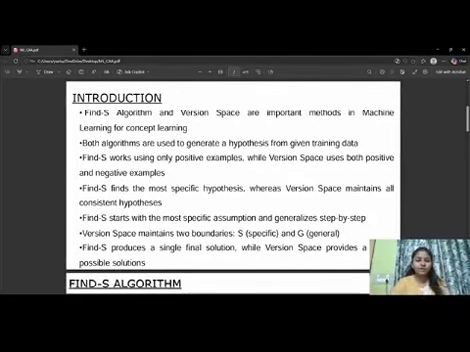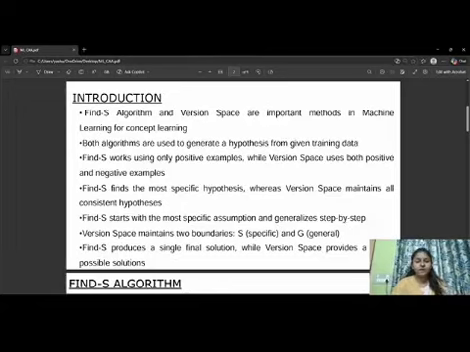The Find-S algorithm and version space are important methods in machine learning for concept learning. Both algorithms are used to generate a hypothesis from given training data. Find-S works only on positive examples, while version space uses both positive and negative examples. Both are used to find examples of a concept, and to solve problems using a specific algorithm. So these are two different algorithms.